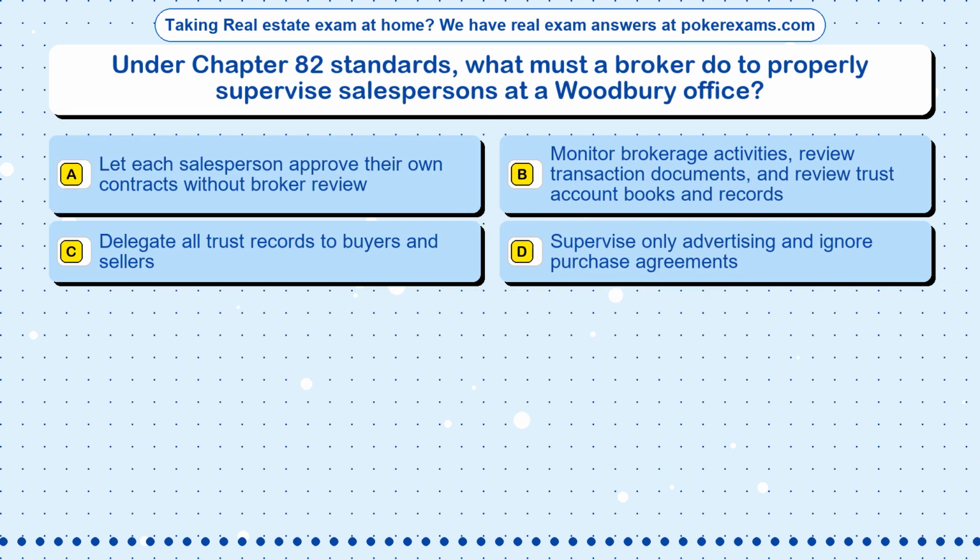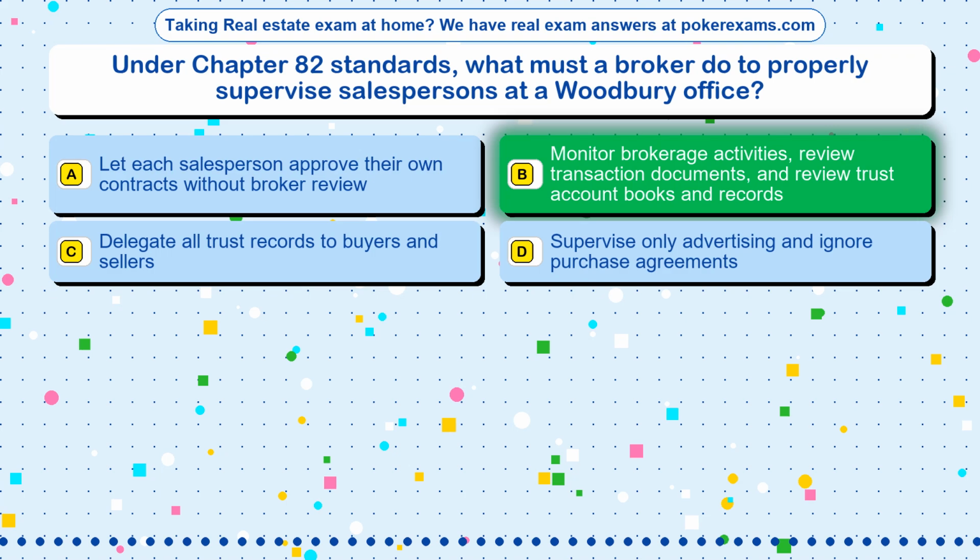Question 58. Under Chapter 82 standards, what must a broker do to properly supervise salespersons at a Woodbury office? Option A. Let each salesperson approve their own contracts without broker review. Option B. Monitor brokerage activities, review transaction documents, and review trust account books and records. Option C. Delegate all trust records to buyers and sellers. Option D. Supervise only advertising and ignore purchase agreements.